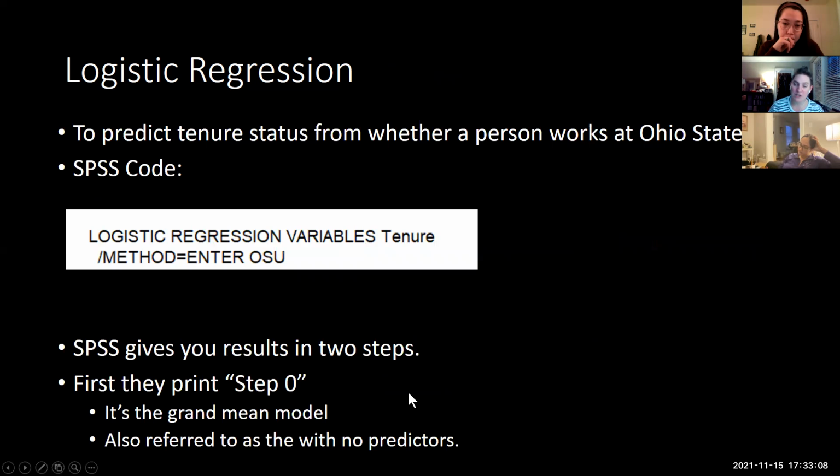So the SPSS code to run logistic regression is pretty simple. This is what it looks like. I've got variables. My outcome is tenure, and I'm going to enter the variable Ohio State, OSU. These are what the variables are called. I did not introduce them to you in advance. I apologize. But that's what they're called. So we're going to start with, for some reason they call this the grand mean model or the unconditional model, step 0, which I guess that makes sense. 0 predictors in the model.